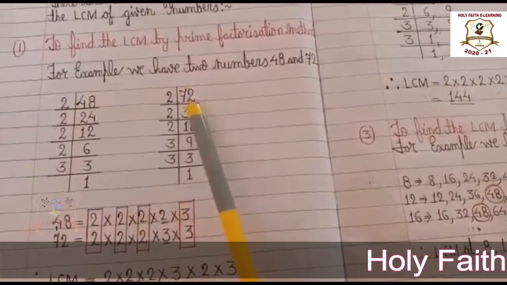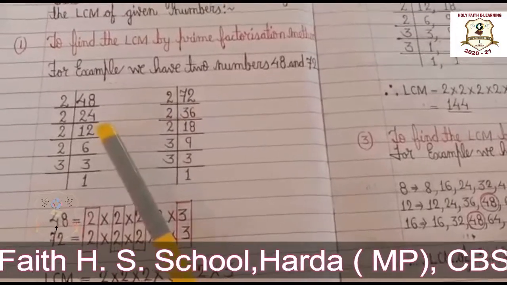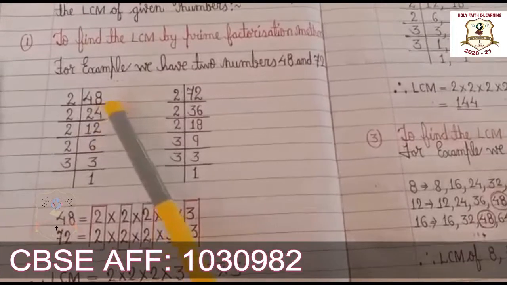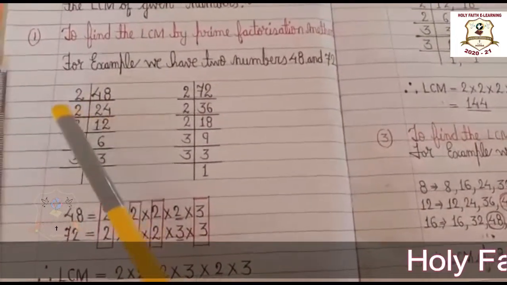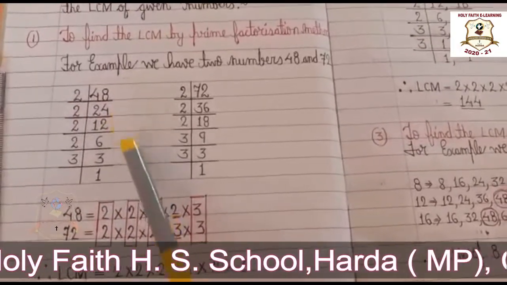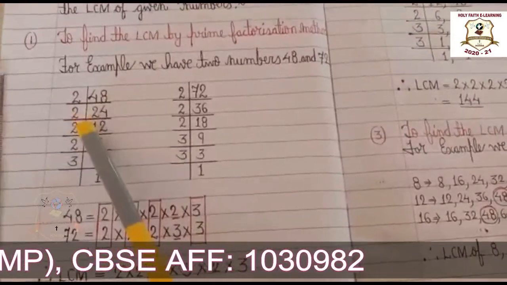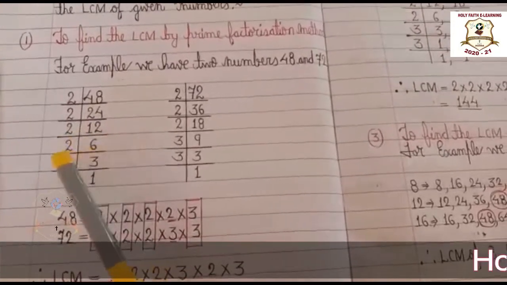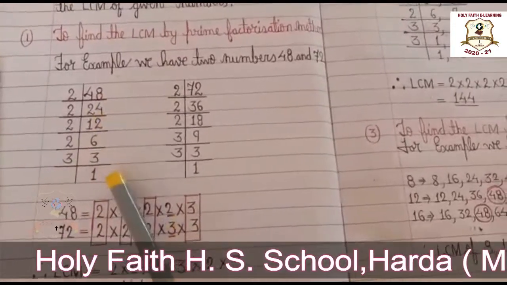48 and 72 both are even numbers, right? So we start to divide by the table of 2. First we divide 48 by 2. 2 2s are 4 and 2 4s are 8. If you are unable to divide it directly, you can do it in your rough work also. Then 2 1s are 2, 2 2s are 4, same for 2 6s are 12, 2 3s are 6 and 3 1s are 3. I hope you all know this method very well.